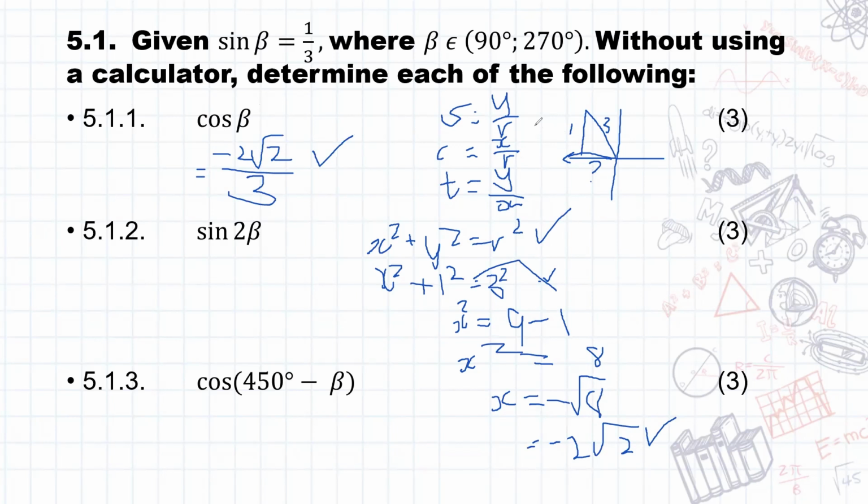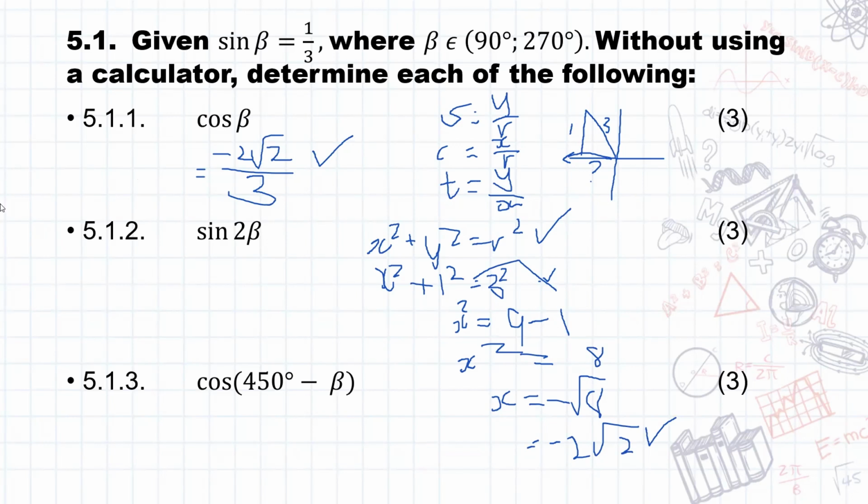So the first question of a trig question like this will always have marks available for doing this calculation and working it out. So I hope you've made a note of these values, and I'm going to erase all of these so that we can work on sine 2 beta.